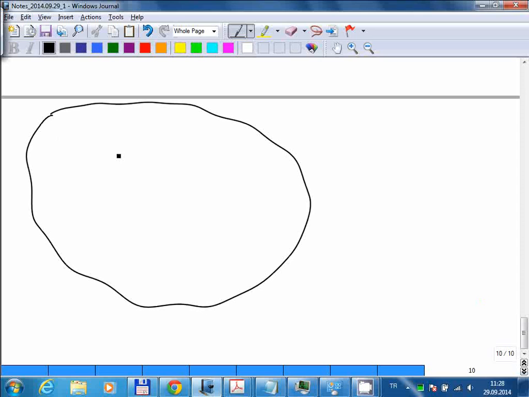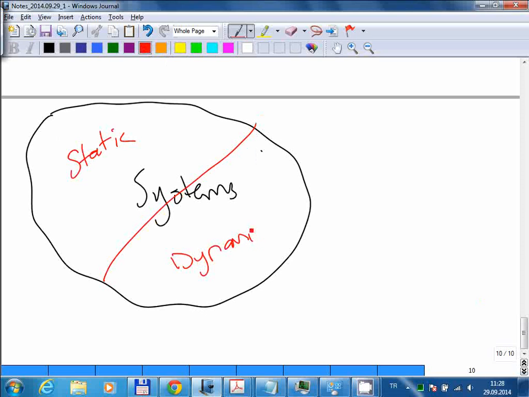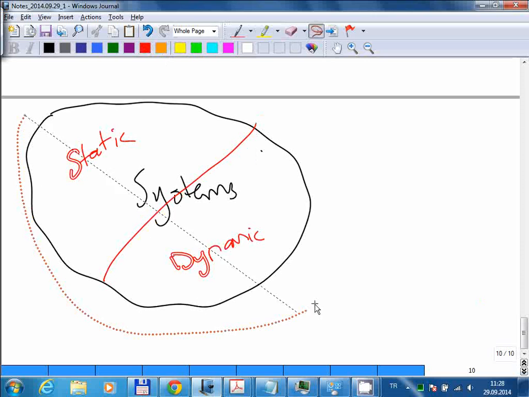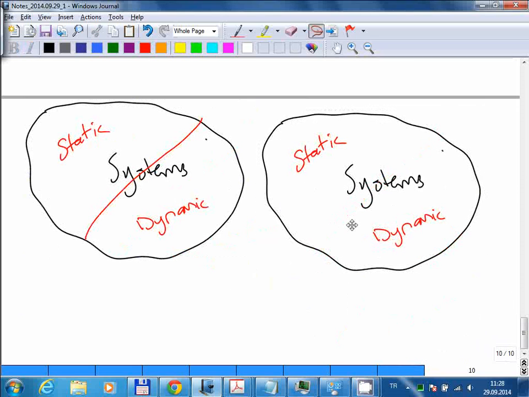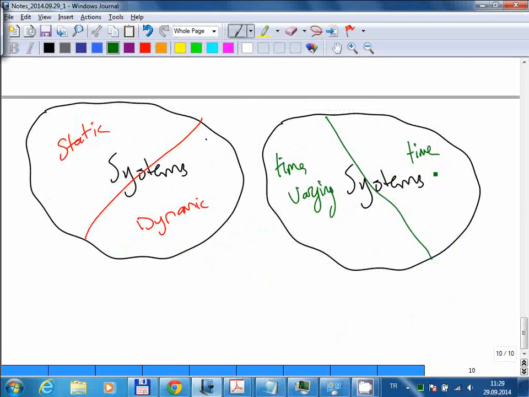Suppose that we have this huge set of systems. And first we divided these systems into their static or dynamic properties. So this is the distinction. So we have static systems here and dynamic systems here. Next, we divide the systems with respect to another property, the time variance property. So we still have the same systems, but now we divide them differently. So let's say we divide them like that, and then these were time varying and time invariant. Next, we have the linearity property.